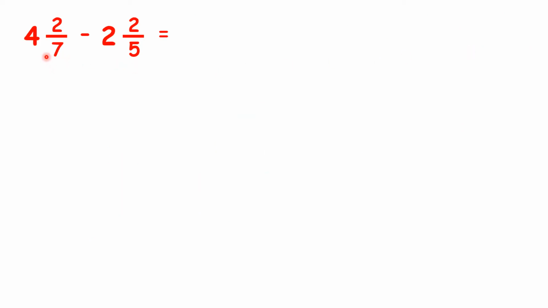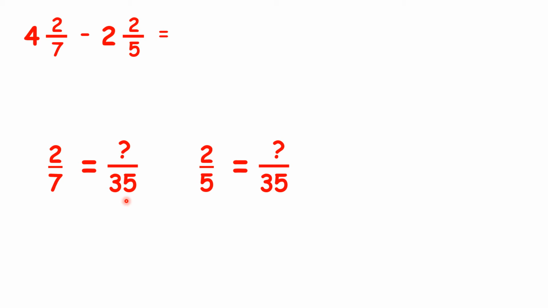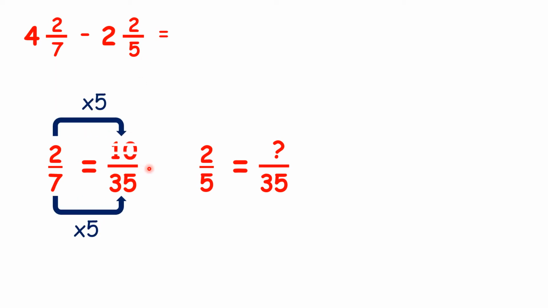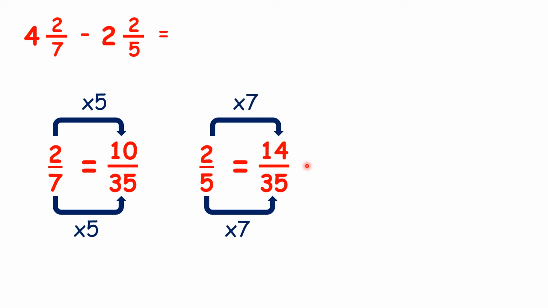Now pause the video and work out 4 and 2/7 minus 2 and 2/5. We need the denominators the same, so let's change both fractions into 35ths, because that's the lowest common multiple of 7 and 5. 2/7 is 10/35. 2/5 is 14/35. So we can rewrite our question as 4 and 10/35 minus 2 and 14/35.